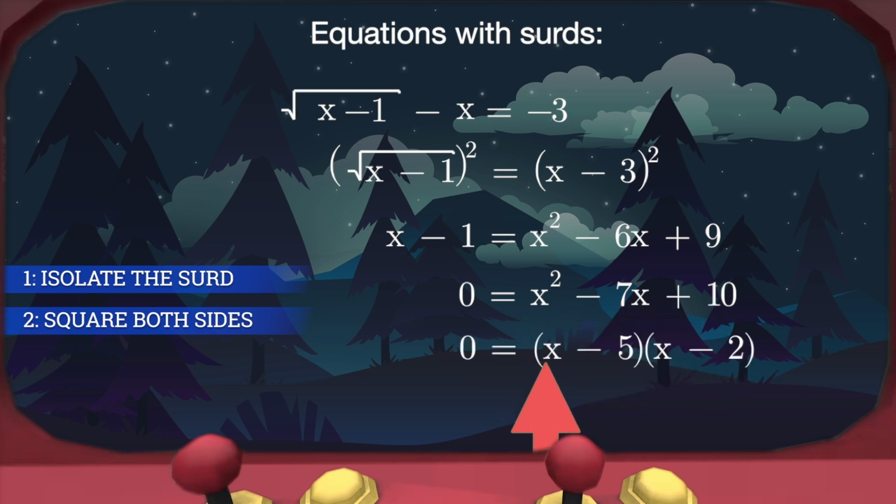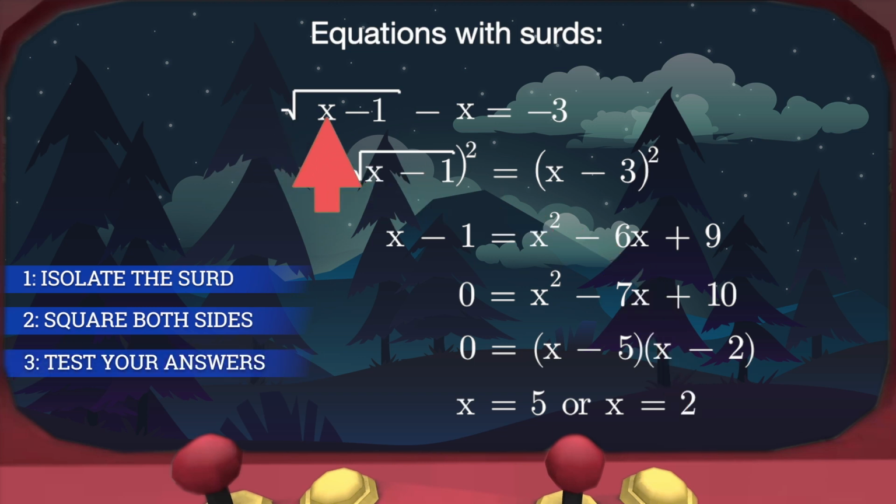Here we have a quadratic equation in its simple form, so then we are going to factorize, and we end up with x minus 5 and x minus 2. So from here, we know it's a zero product rule. So what makes this bracket a 0? When x is equal to 5. And what makes this bracket a 0? When x is equal to 2. And there we go.